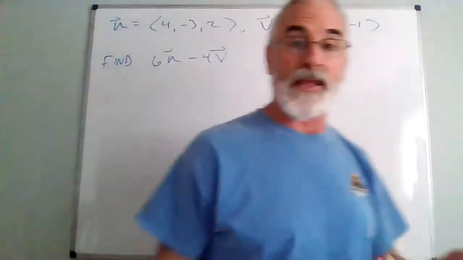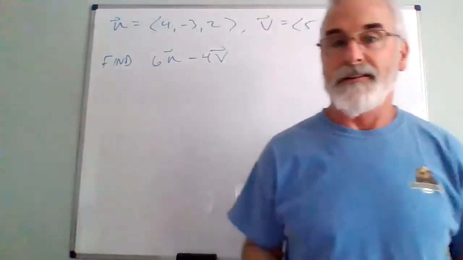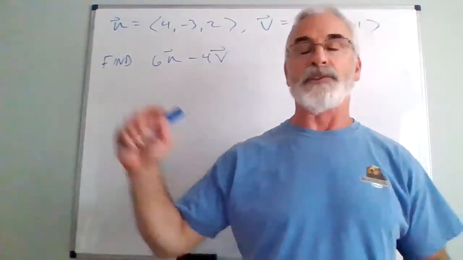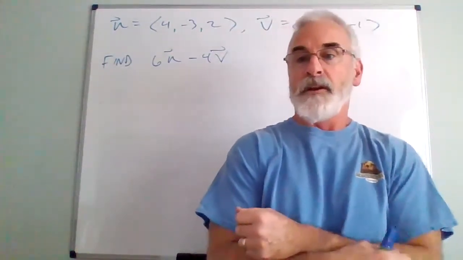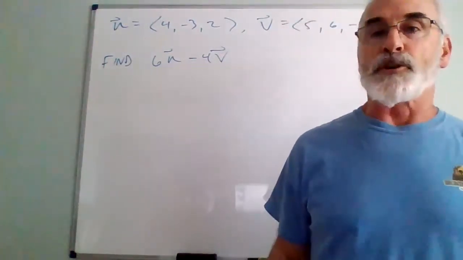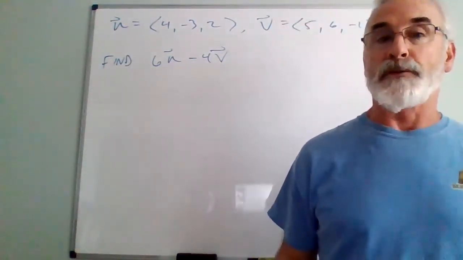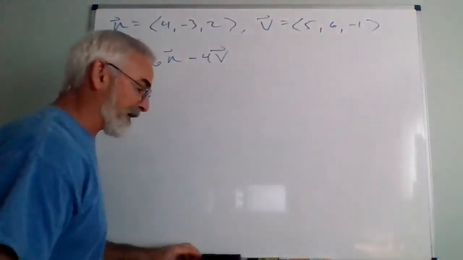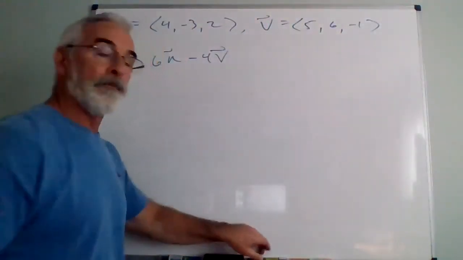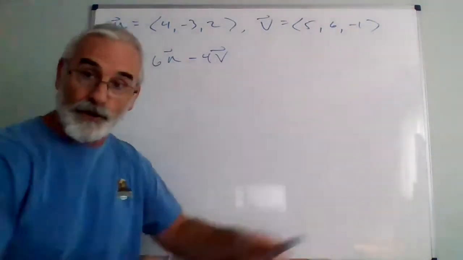I can do this with anything. I could do this with polynomials. I could give you two polynomials and say, hi, I want 6 of one minus 4 of the other. I could do this with integrals. I could do this with derivatives. So my final answer should be a vector in R3, because I'm starting with vectors in R3, and scalar multiplication as well as addition preserves those, meaning they're closed.